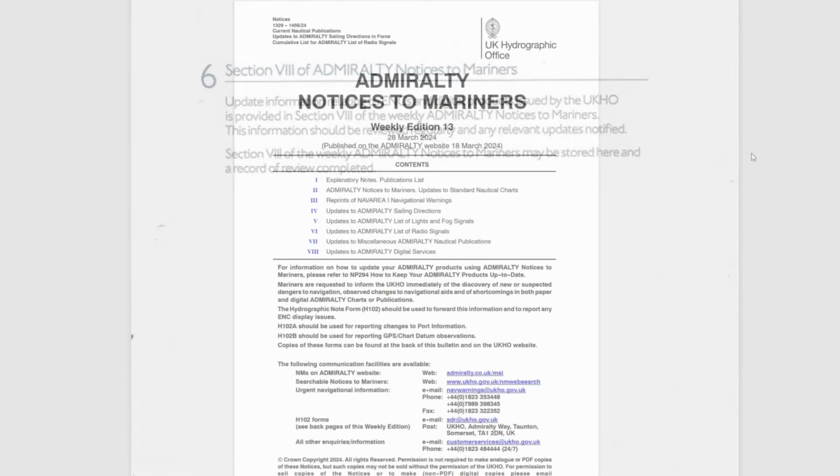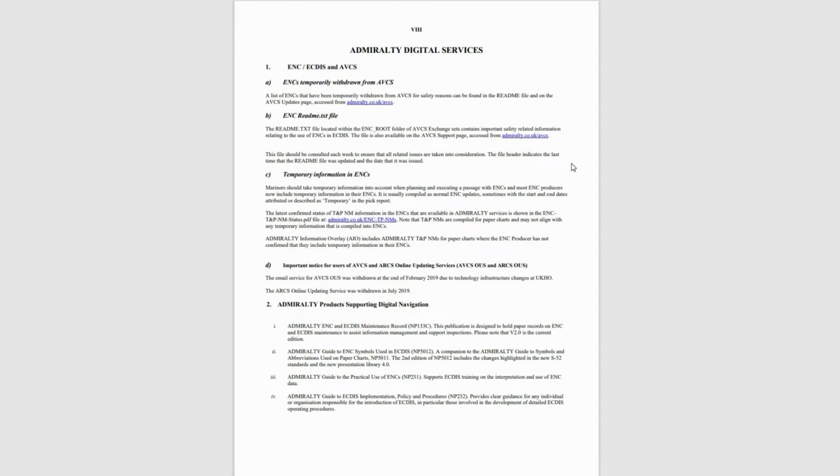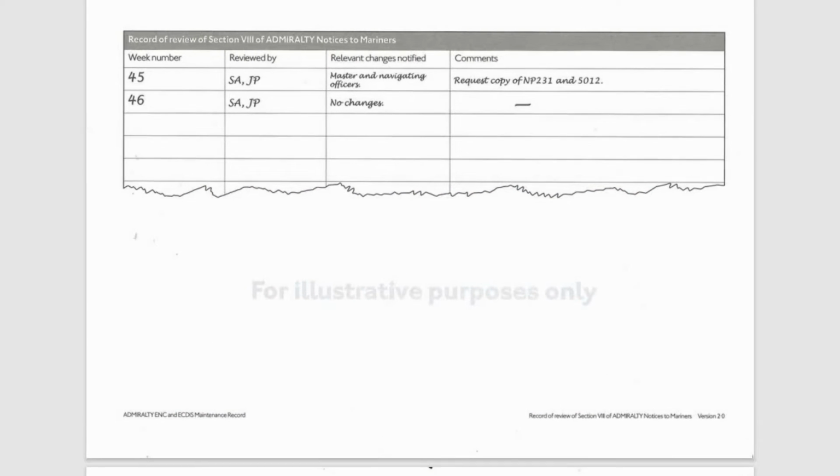Section 6. Section 8 of Admiralty Notices to Mariners. A printout of Section 8 of the weekly Admiralty Notices to Mariners is usually inserted here and the record of review is entered in the table. The week number. Initials of officers reviewed by. If any changes, note who is notified. And comments, usually concerning changes if any.